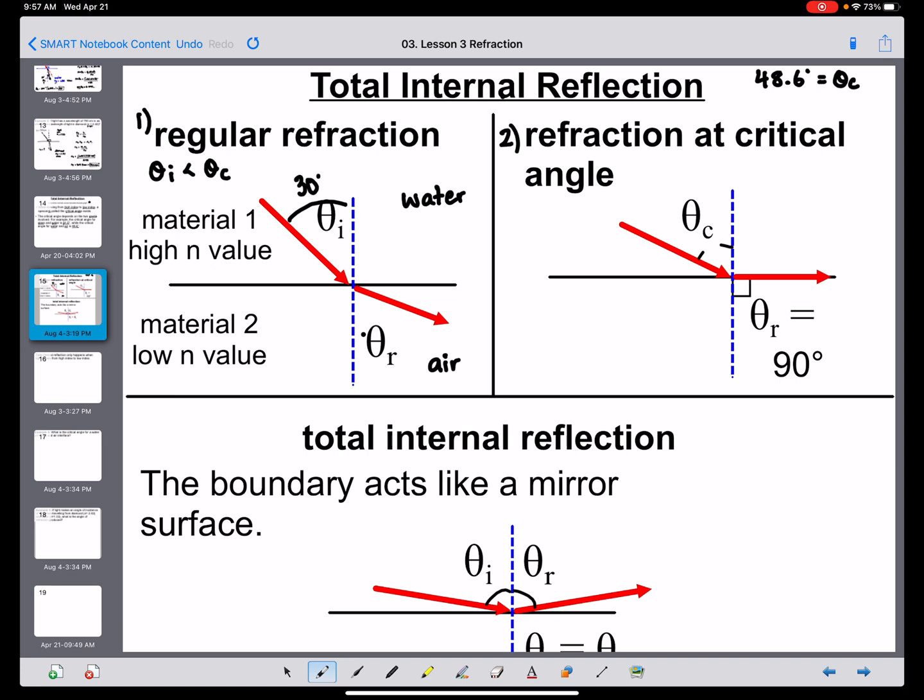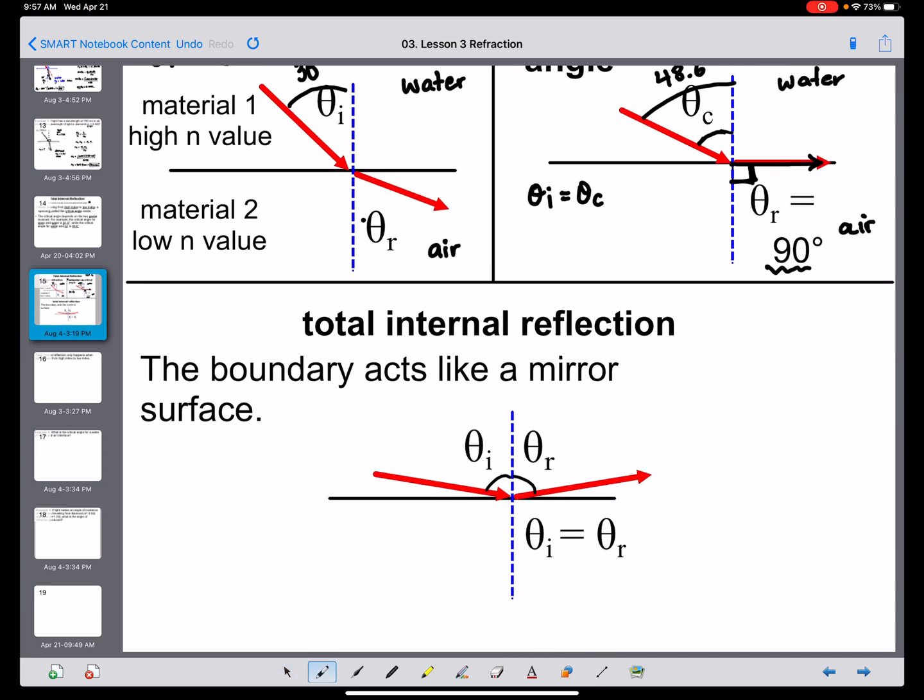Now let's look at case 2. So this is when we're at the critical angle. So now, okay, assume that this angle right here is exactly 48.6 degrees. And this is still water, and this is still air. Well, when we're at the critical angle, so when the angle of incidence is exactly equal to the critical angle, what will happen is we'll still get refraction. Okay, but when the light refracts, the angle of refraction right here is specifically 90 degrees.